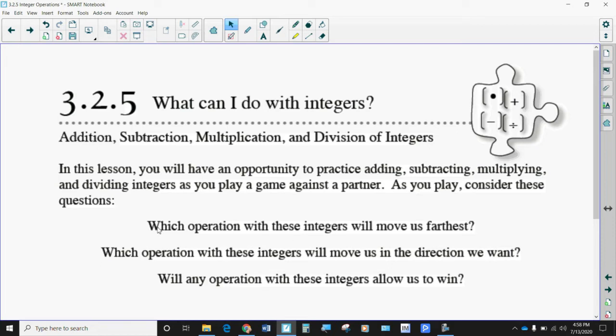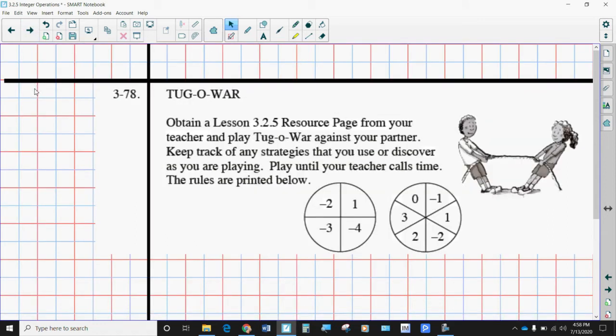As you play, consider these questions. Which operation with these integers will move us farthest? Which operation with these integers will move us in the direction we want, and will any operation with these integers allow us to win?